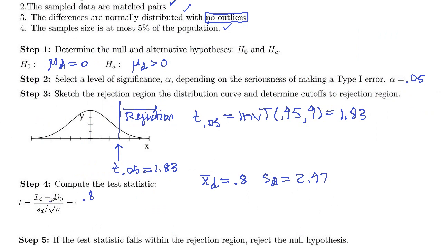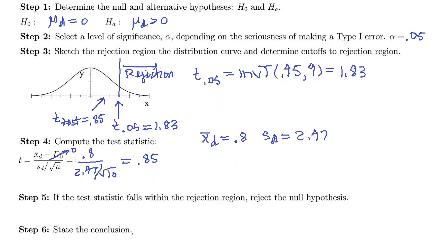So then our x bar there is 0.8. D0 is equal to 0. So 0.8 on the top. 2.97 is our standard deviation. Divide by square root of 10. And if you enter this into the calculator, you will get 0.85. So that's our test statistic. So 0.85 would be about right here. So t-test is 0.85.